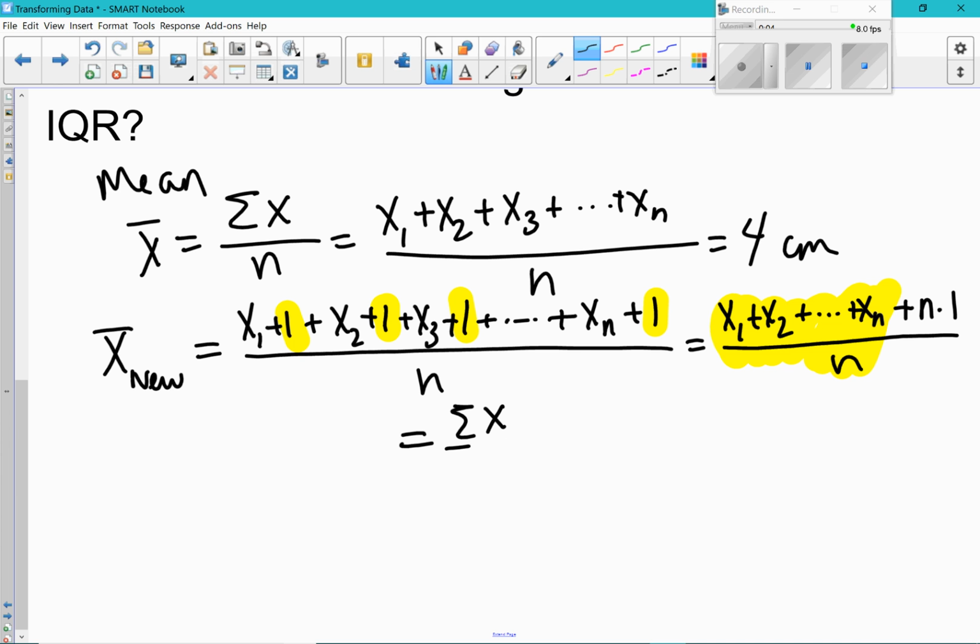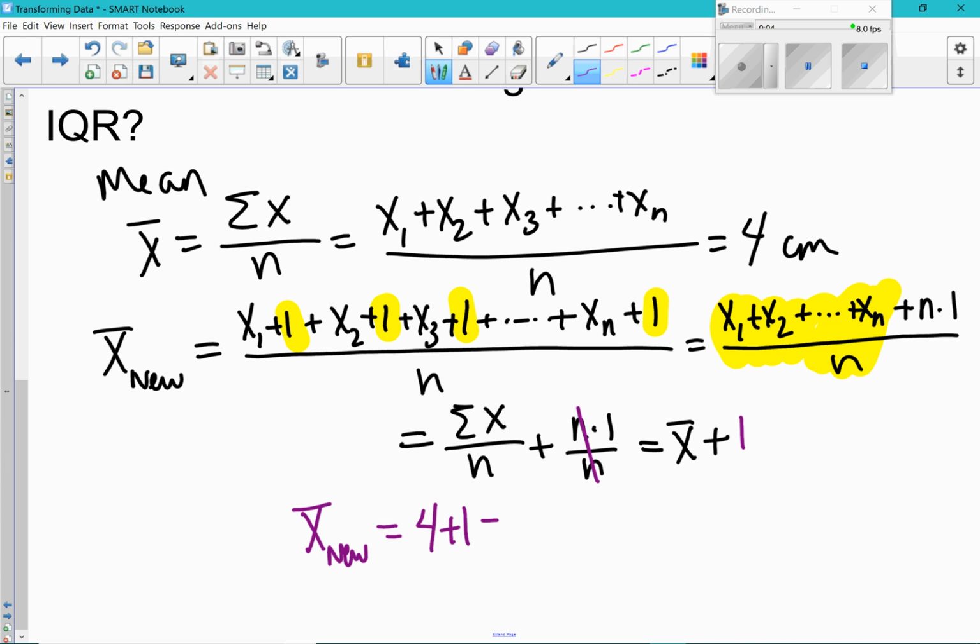So it's the sum of x divided by n plus n times 1 over n, which is x bar plus 1, since the n's cancel. You're just adding 1. So what would my new mean be? It would be the old mean plus 1. It would be 4 plus 1. The true mean of the pinky length is actually going to be 5 centimeters. Okay, awesome, great. That's what the mean is going to be.